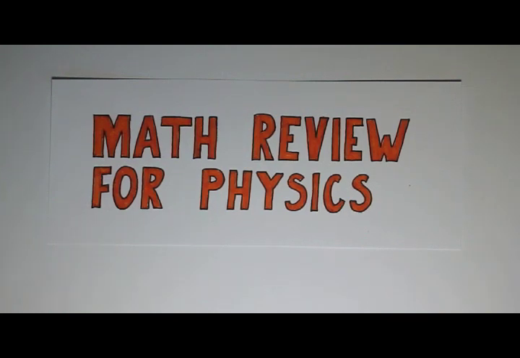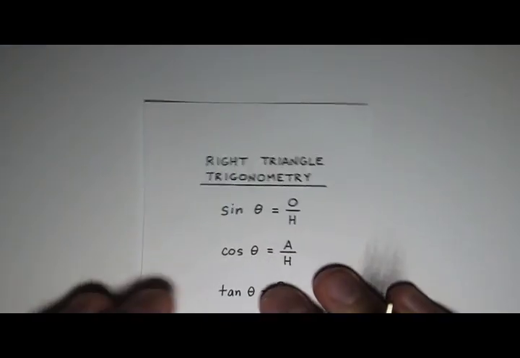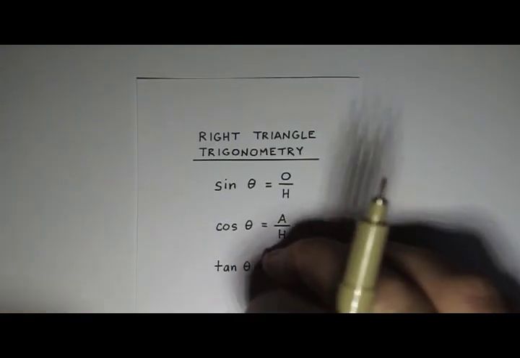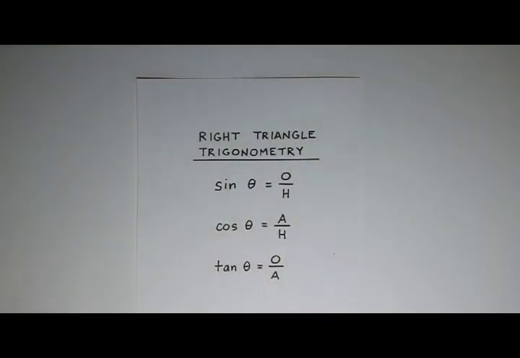Okay, so continuing on with the math review for introductory physics. Next, I want to talk about right triangle trigonometry. So in a right triangle, we identify the opposite side, the adjacent side, and the hypotenuse. And you might recall that we can relate the sine of the angle, the cosine of the angle, and the tangent of the angle to these three sides.